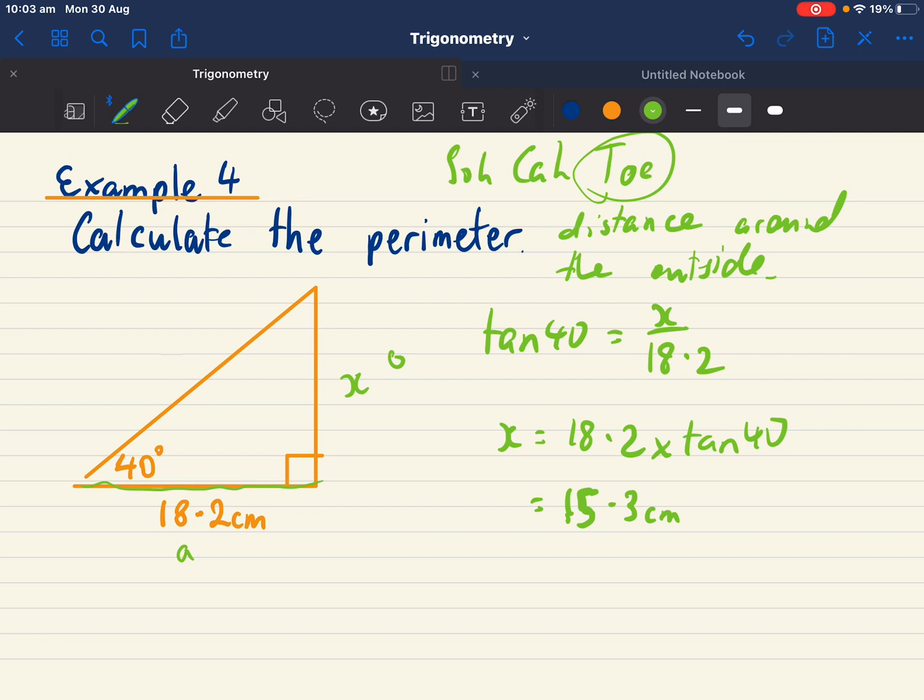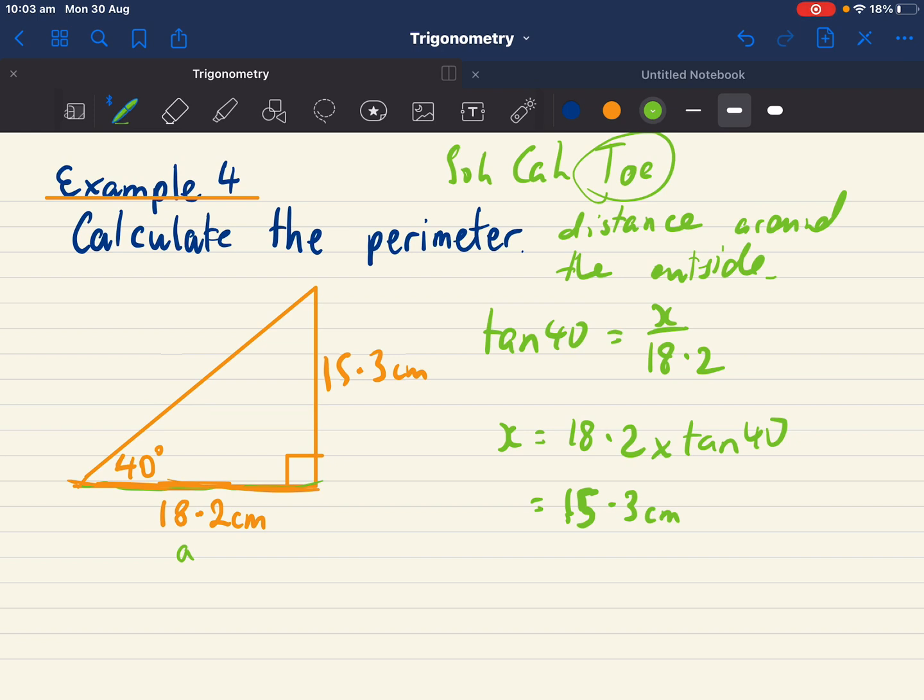All right, so we have our first length. So I'm going to get rid of this x here. We actually know the length of this side. It is 15.3 centimeters. Now for us to find the perimeter, we just need the length of this final side here. Again, you could use trig again, but we now already know the length of these two sides. It actually is going to be quicker if we use Pythag.